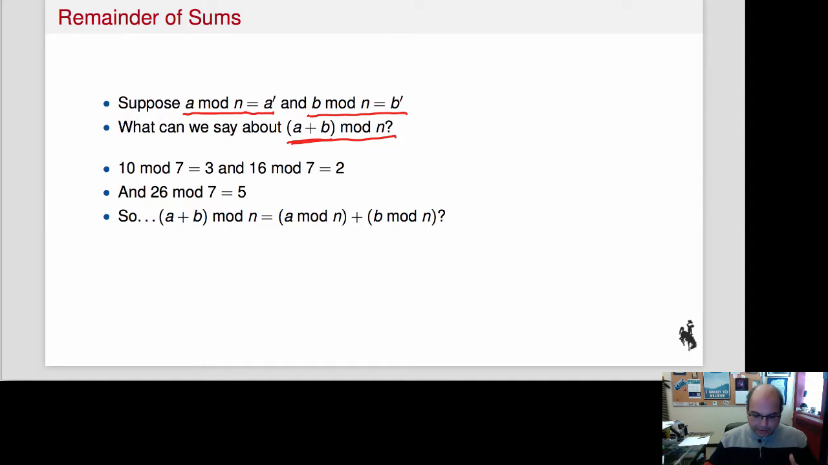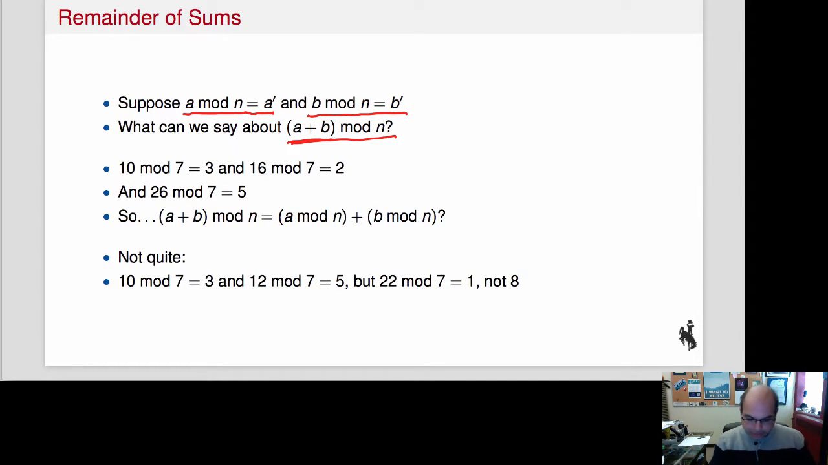So we can try, like 10 mod 7 is 3, 16 mod 7 is 2, 26 mod 7 is 5, so that encourages us to think that, in fact, I can just add a prime plus b prime, or a mod n plus b mod n. But the reason that doesn't work is because there's no guarantee that it's actually less than n. So 10 mod 7 is 3, 12 mod 7 is 5, but 22 mod 7 should be equal to 1, 3 times 7 plus 1, not 8. 8 is actually too large, because it's greater than 7. In fact, greater or equal to 7 would be problematic.